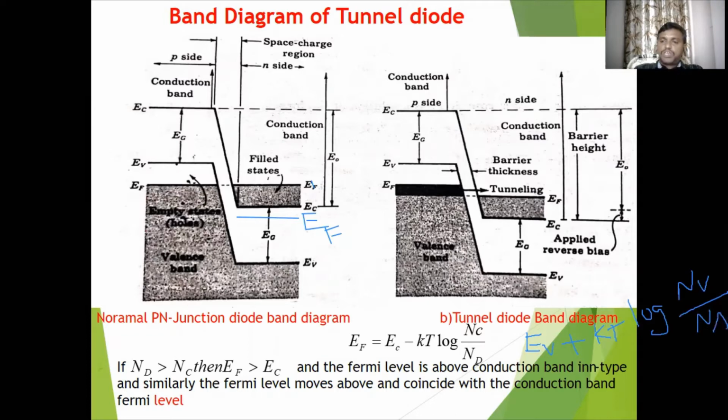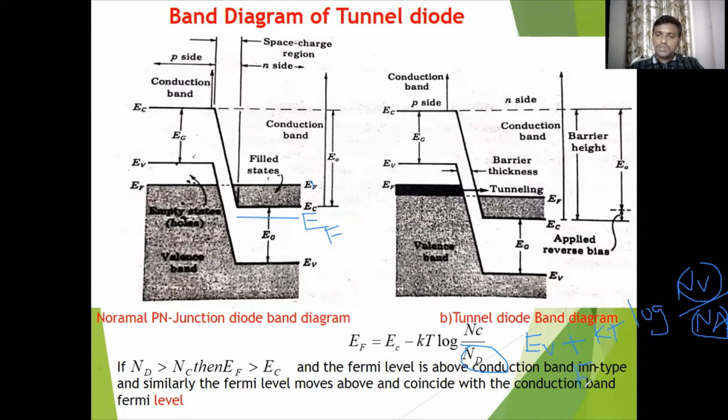So p-type material means that it consists of acceptor atoms. For n-type material, we write Nd here. So here EV plus KT log of Nd, NV by Na. Here also the acceptor concentration is very high, because in our tunnel diode the p and n-type material concentration is very high. Because of that, the denominator is more positive and the numerator is a lesser value, so this value we get is negative.